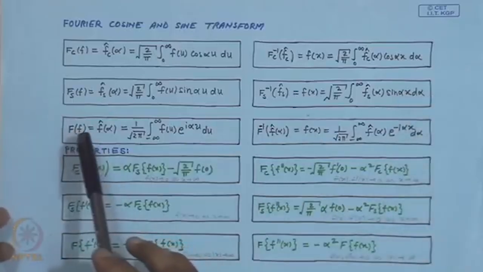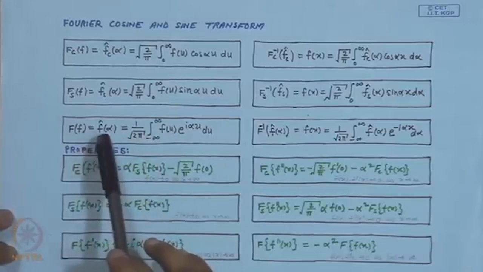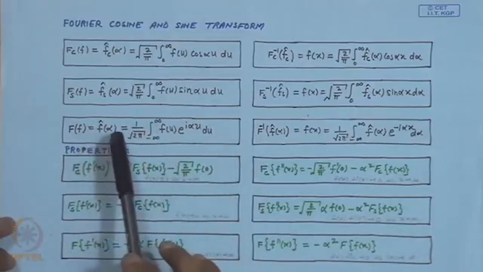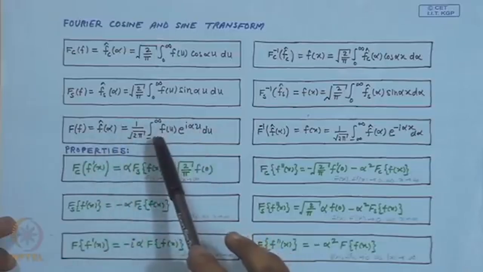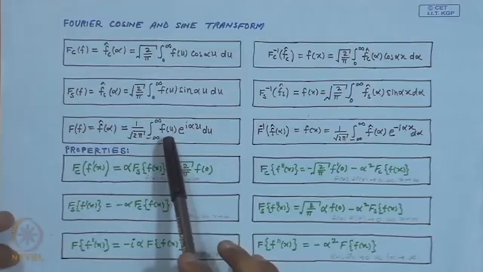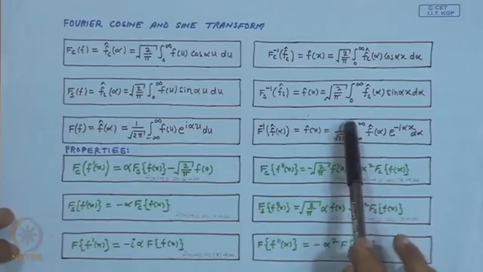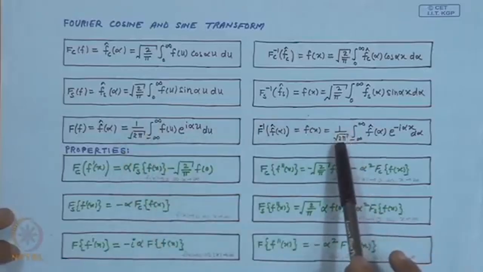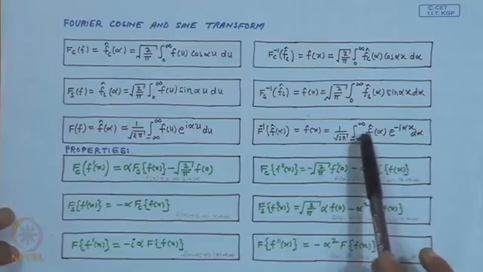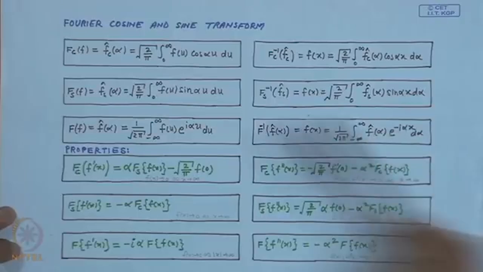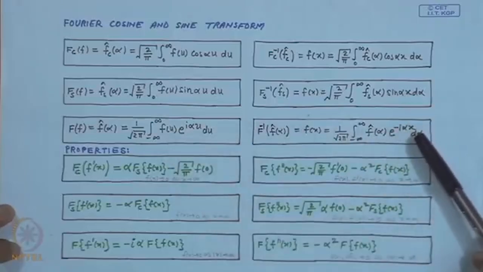And then we studied the Fourier transform. The Fourier transform of f we also denote by f hat of alpha, because it is a function of alpha now: 1 over square root of 2 pi times the integral over the whole axis of f(u) e^(i alpha u) du. For the inverse, we have again the same constant, 1 over square root of 2 pi, and the integral from minus infinity to plus infinity of f hat(alpha) e^(-i alpha x) d alpha.